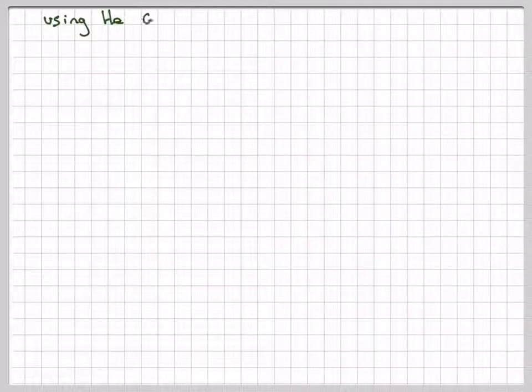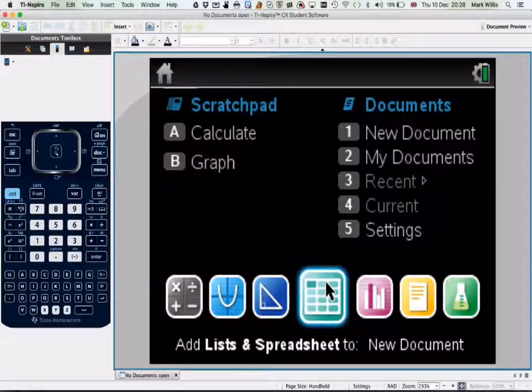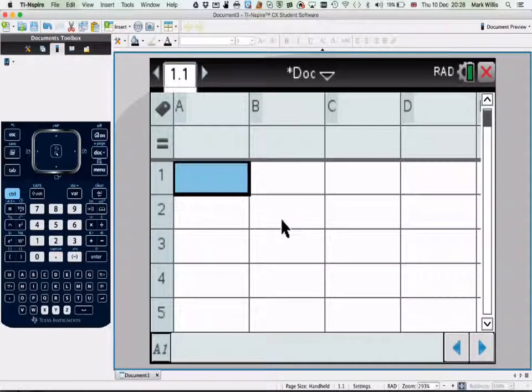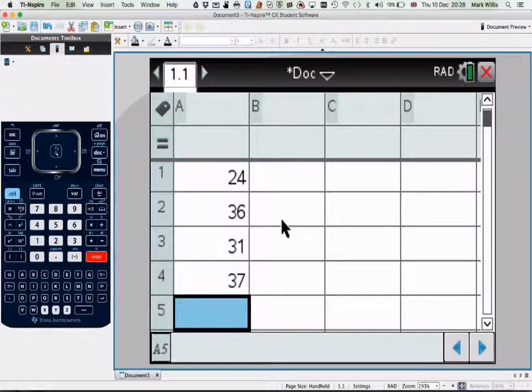So, using the GDC, what we're going to do is input this information into the GDC. So you need to do this carefully. We need to go to spreadsheet and put in the data very carefully. So I'm going to put in 24, enter, 36, enter, 31, enter, 37, enter, 43, enter, 19, enter, and 7, enter. Notice we've got 7 students here.